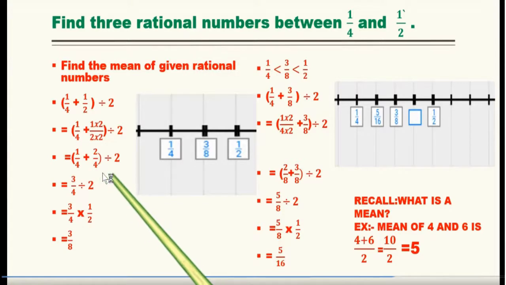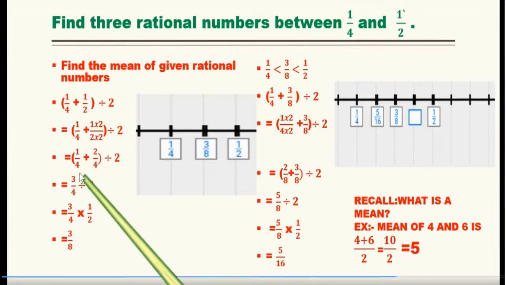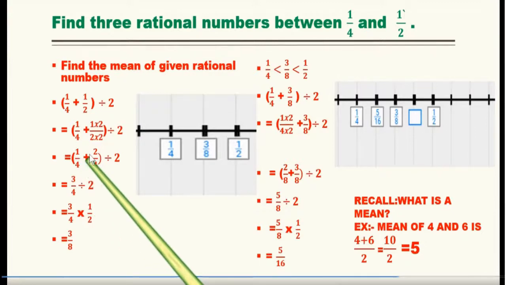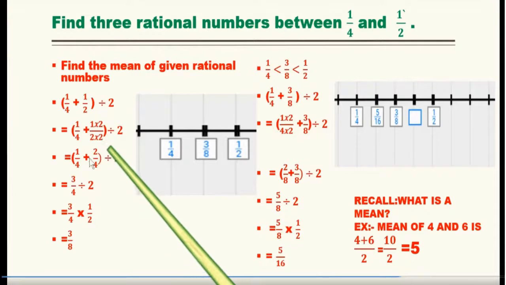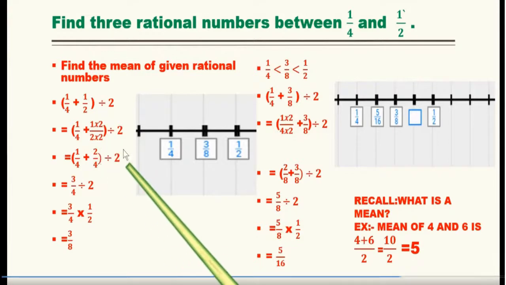Now we can add 1 by 4 and 2 by 4 as the denominators are same. On adding them, we get 3 by 4. Here we have added the numerator 1 plus 2 and we obtain 3 by 4. Now to find the mean, we will divide it by 2.